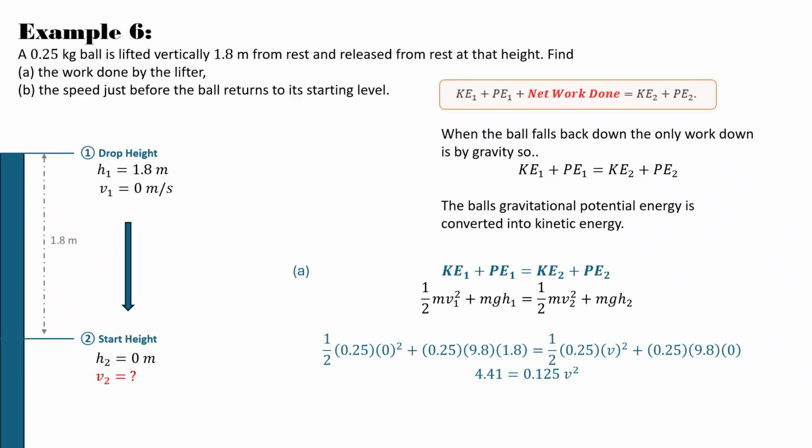Tidying that up, we get 4.41 is equal to 0.125 v squared. We can see that that 4.41, we have already worked that out. We already knew that from our part A. But if you didn't spot that, you can absolutely go through all this again. So that gets us V is equal to the square root of 4.41 over 0.125, which gives us 5.94 meters per second.